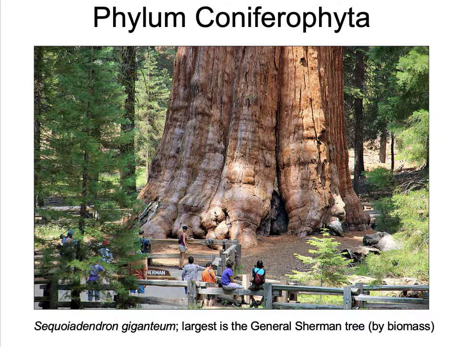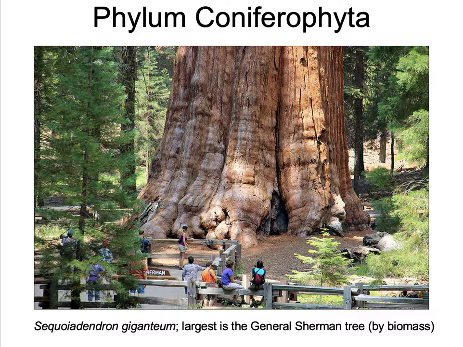And the world's largest tree by biomass is the General Sherman, which is in Sequoia National Park. The giant sequoias are called Sequoiadendron giganteum, and they are huge. I highly recommend visiting this tree in the summer sometime if you have a chance.